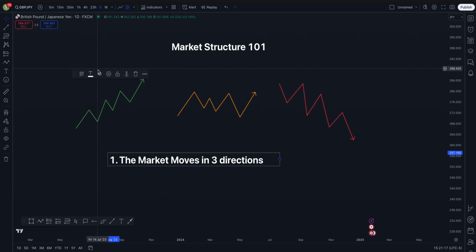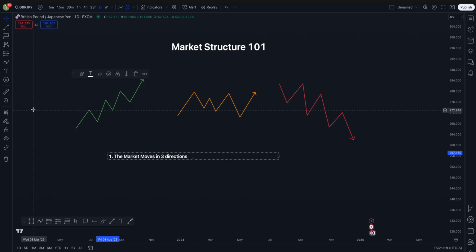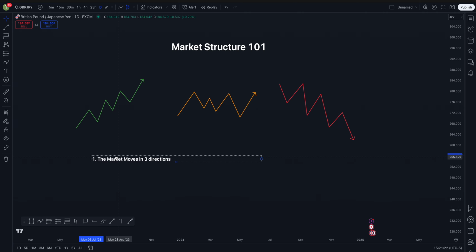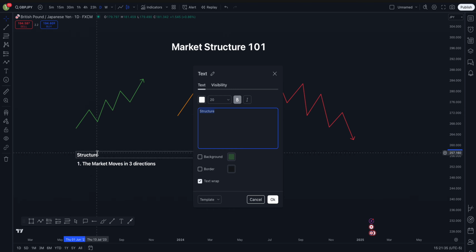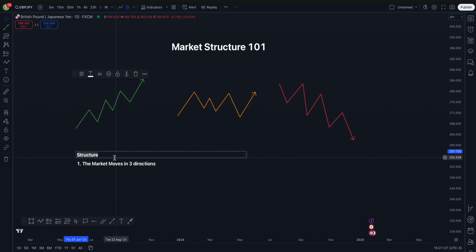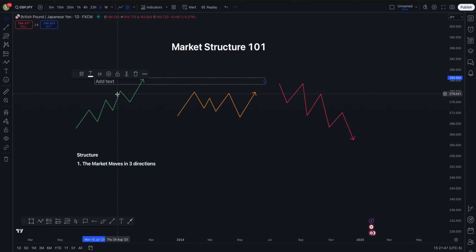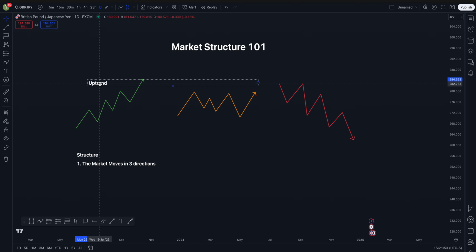All right, let me bring this down a little bit. It's a little bit too much. So number one, we're going to call these our rules, or just structures. So the market moves in 3 directions. The first direction that we're going to discuss is called an uptrend. So the market moves in an uptrend.